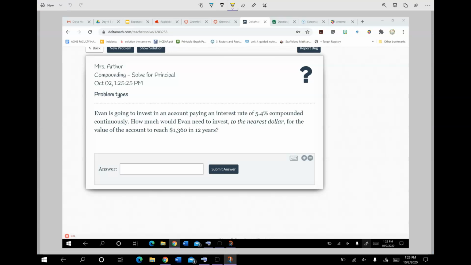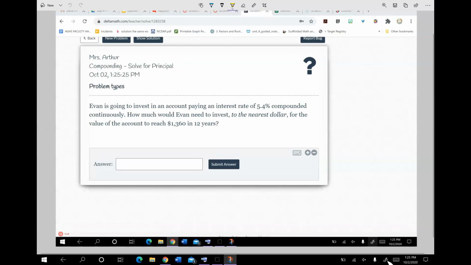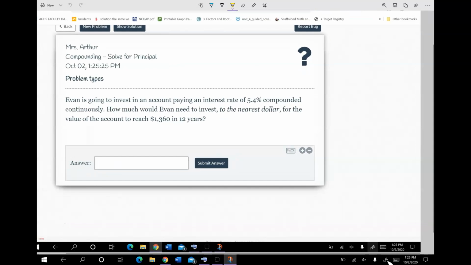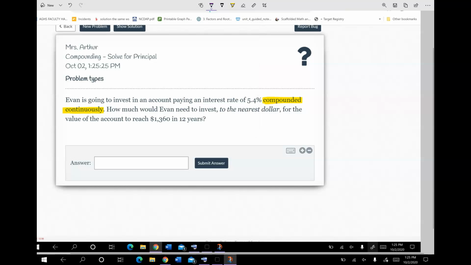All right, so let's get the highlighter. Figure out what the formula is. Evan is going to invest into an account paying an interest rate of 5.4% compounded continuously. Continuously means we don't have that N. So we're going to use the E formula. A equals P E to the RT.